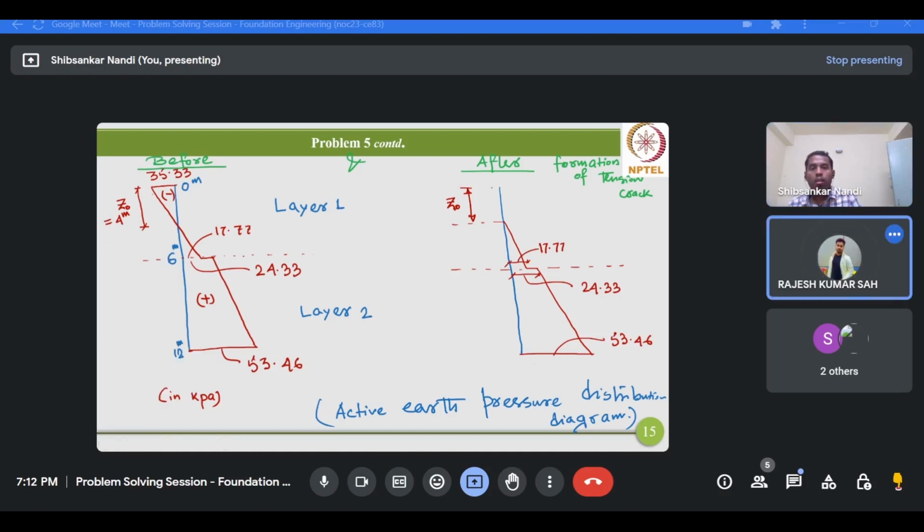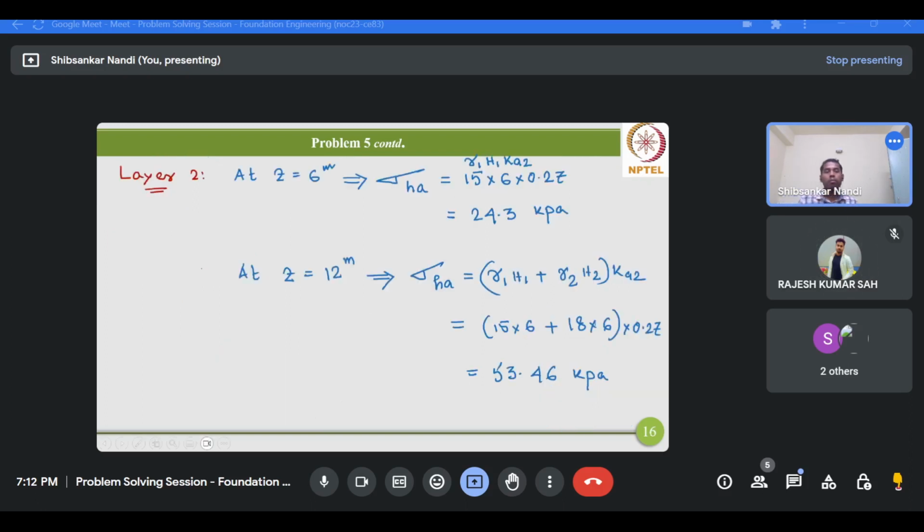Sir, let me show the layer 2 calculation part. Tell me. Let me show your layer 2 calculation part. Okay. Fine. Are you done? Yes, sir.